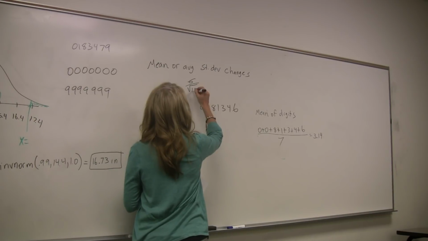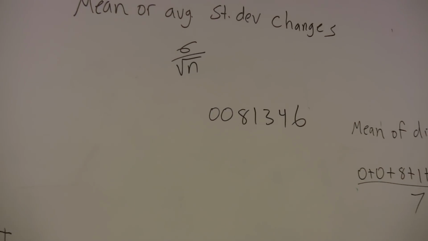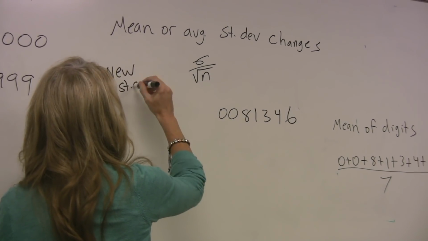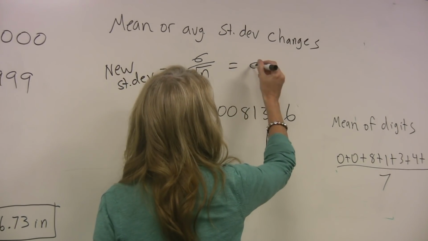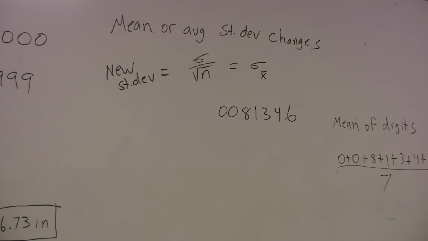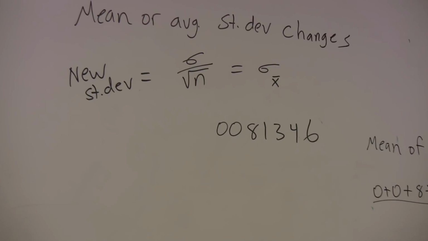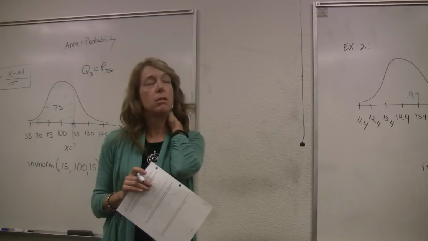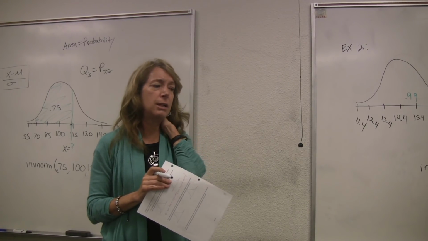sigma over the square root of n. That's what I call the new standard deviation. Your book will call it this, sigma with a little x bar down here. Sigma with an x bar, meaning it's the standard deviation for the mean. So let me give you another example of why that's different.